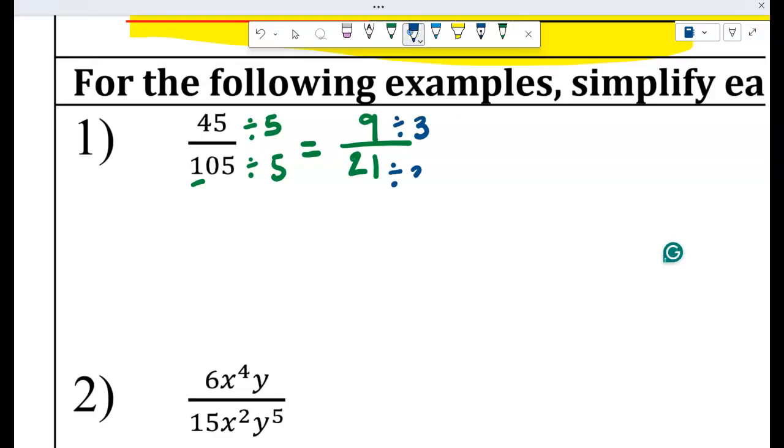Both are going to be divisible by 3. So that will allow us to say 9 divided by 3 is 3. 21 divided by 3, that's 7. This is as far as we can go because we don't have any more common factor.